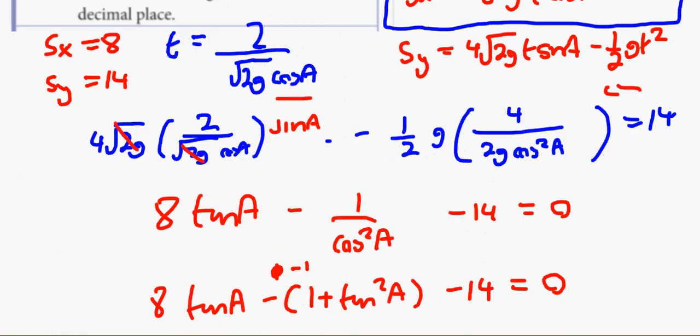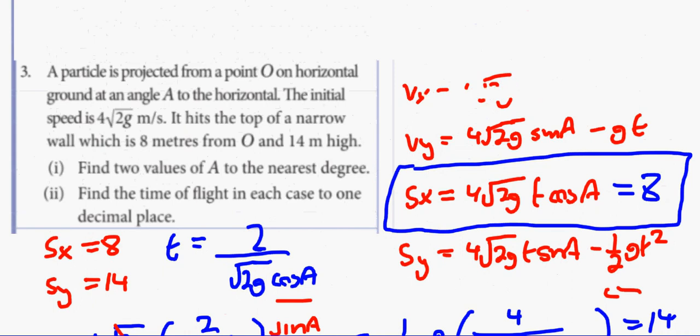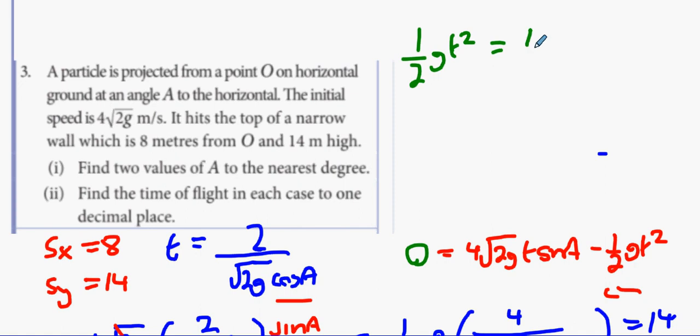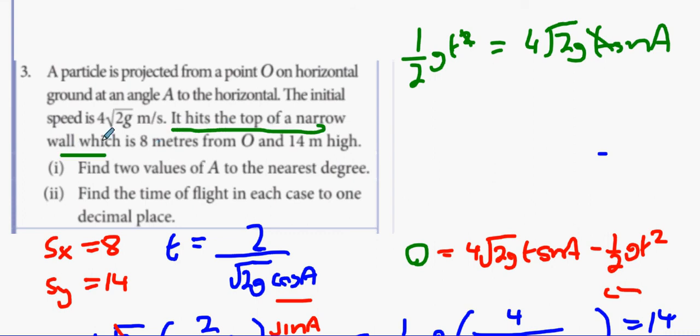So go back up to Sy. Don't need anything else here. And what do I do with Sy? Put Sy equal to 0. Then you're going to get a half gt squared equals 4 root 2g t sine alpha. The t's will cancel. The g's won't cancel because they're in the square root, aren't they? Oh, sorry. If it hits the wall, that's the end of the journey, isn't it? So that's the time of flight.